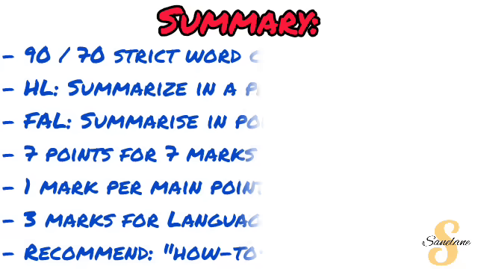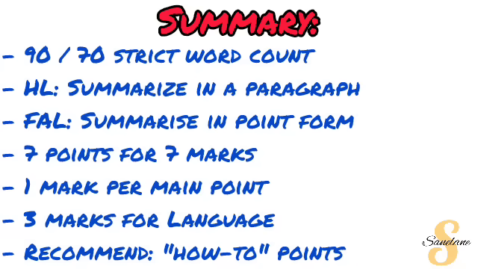Section B of your question paper for both home language and first additional language is going to be a summary. With the home language, your word count is limited to 90 words, whereas for first additional, it is limited to 70 words. The word count is very strict when it comes to the summary, meaning that you have to count the words and make sure that you write them at the bottom. And I've also seen a very common question where people are asking, what happens if I exceed the word limit?